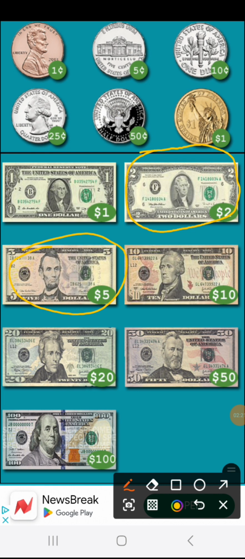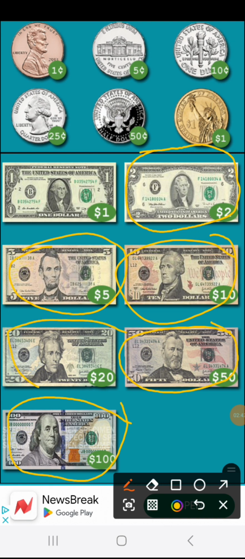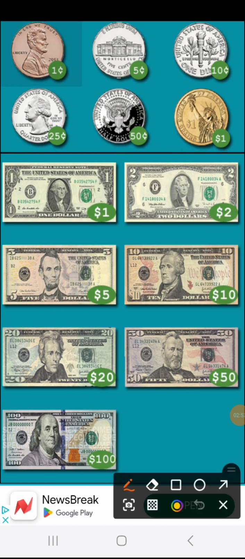Okay. Circle the $50 bill. $50. Now the $100 bill. $100. If you want those, a whole bunch of those. $10 bill. $20 bill. $1 bill. Okay. So, let's try one more time. Okay. Circle the penny.